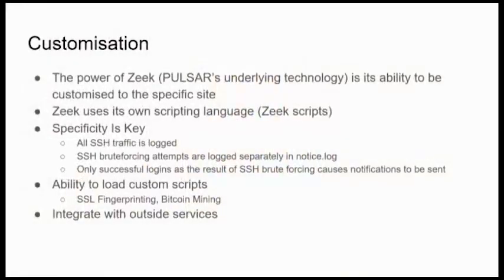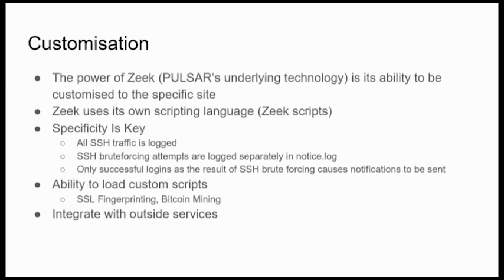So the power of Zeek, which is once again the underlying technology, is really customization. It uses its own scripting language, which is Zeek scripts, and everything is configured through this. What that means is that you can basically set it to do whatever you want. So you can load a script to detect a specific security incident. You can write your own. You can change the way that the logs are configured or laid out if you would like. So that's a really cool thing about it.